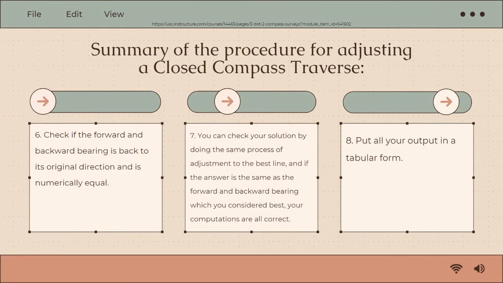Next step, we check if the forward and backward bearing is back to its original direction and is numerically equal. Next, you can check your solution by doing the same process of adjustment to the best line. And if the answer is the same as the forward and backward bearing which you consider the best, your computations are all correct. Lastly, we put all your output in a tabular form.